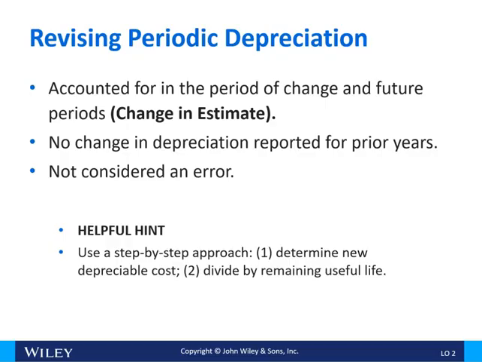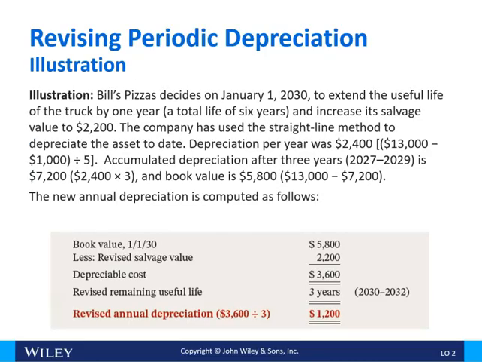So we're going to use a step-by-step approach to do this. We determine the new depreciable cost and then divide the new depreciable cost by the remaining useful life. So we'll look at an example here. Bill's Pizza and that delivery truck that we've been looking at, in January 2030, they decided to extend the useful life of the truck by 1 year, so a total of 6 years. We're going to increase its salvage value to $2,200. The company has used straight line method to depreciate the asset to date. So remember that was $2,400 per year.